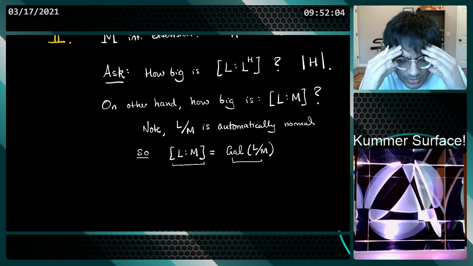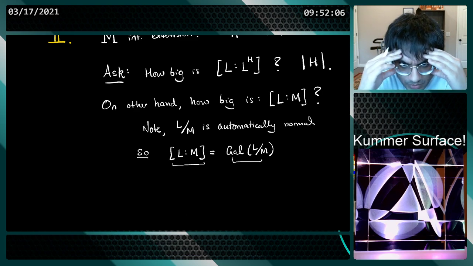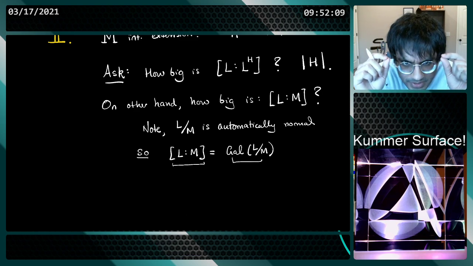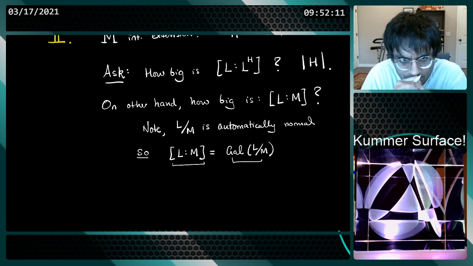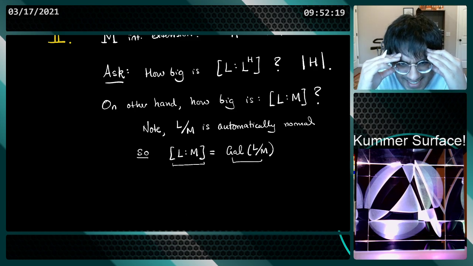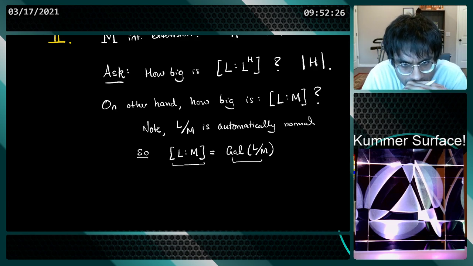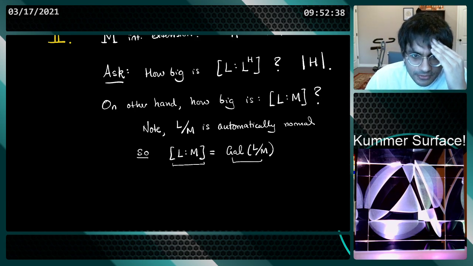Wait, I got lost. All I've got to do is count something in two different ways. Hold on. How big is this? This is the size of H. On the other hand, how big is this? This is automatically normal, so this is this. What am I doing wrong? I'm just losing focus.